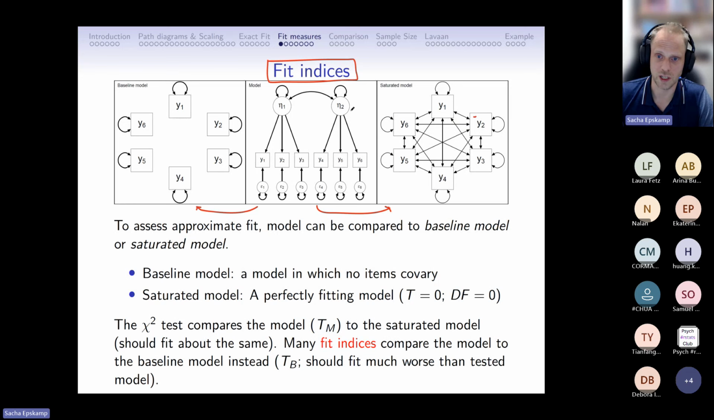So what we want to see is that our model is about equal to the saturated model, roughly in the same area. It doesn't perform that much worse, and it will perform worse if the test is significant, but not that much worse. And we should see it much better than this baseline model. That's the idea of many of these fit indices. They compare this test statistic to the saturated model's test statistic, which will be 0, or to the baseline one.